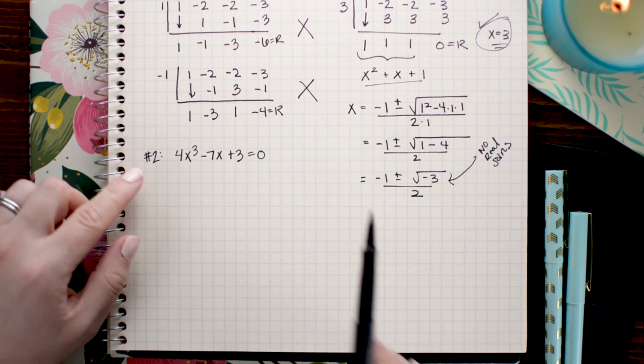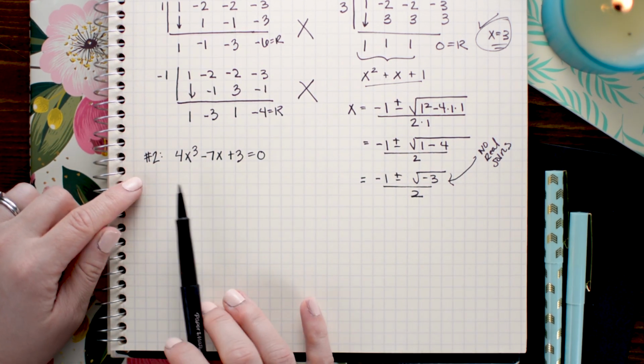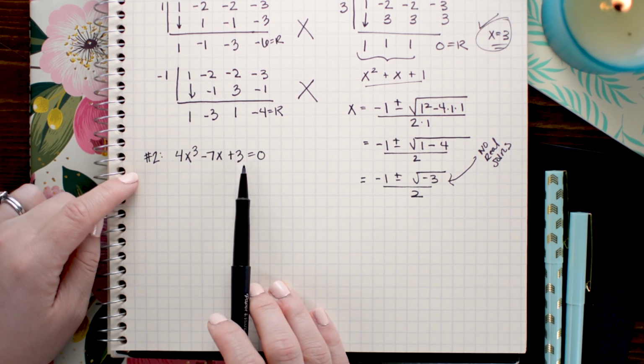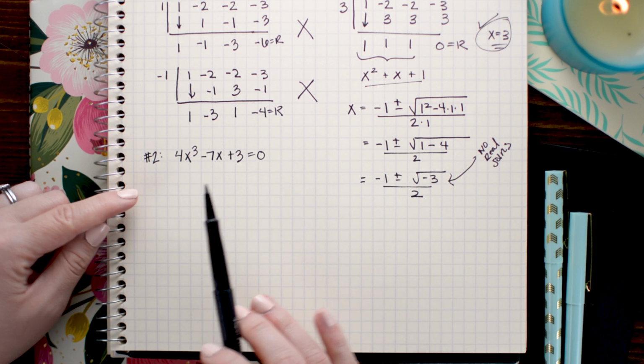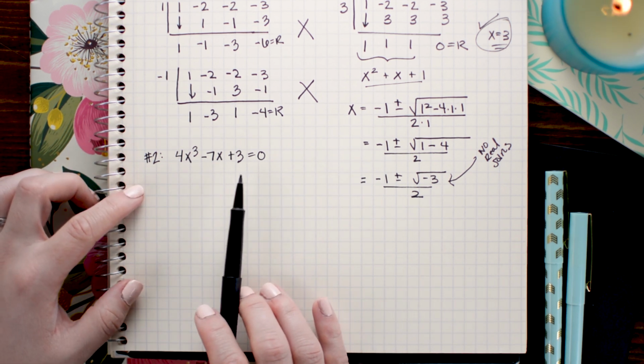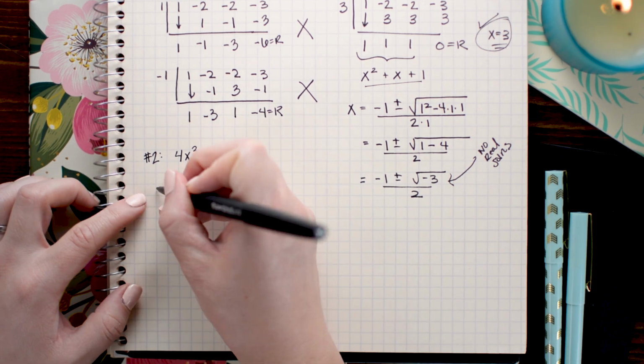In our next problem, we are going to try to find all of the rational roots to the equation 4x cubed minus 7x plus 3. So once again, I'm going to begin by using my rational zeros theorem to make a list of all the potential zeros that could be solutions to this equation.